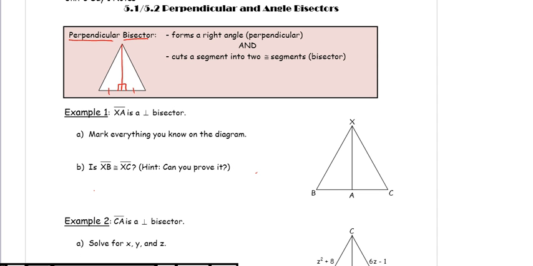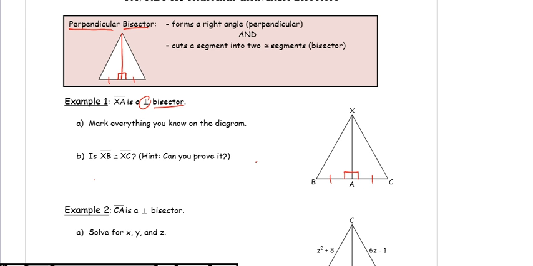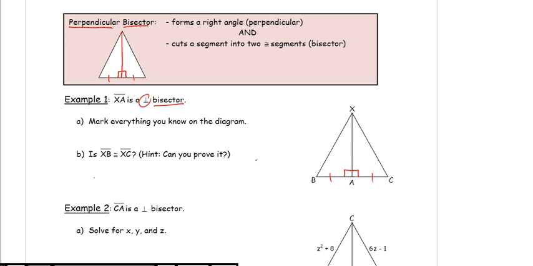So we're going to go straight into an example. If we look at this first one, XA is an angle bisector, okay, or I'm sorry, a perpendicular bisector, which means it forms right angles and it cuts a segment into two congruent pieces. Okay, so that'd be showing everything I know. Now, if you think about this, and we don't have to prove it, it's not going to be a two-column proof, but I want to know, can we say that XB is congruent to XC?